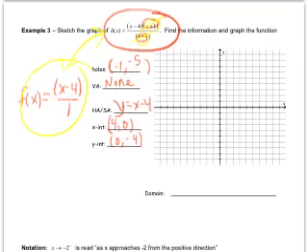And so what I'd like to do is show you why in a little bit more conclusive way. I'm going to start with my slant asymptote. So x minus 4, -4, 1, 2, 3, 4 is my y-intercept. I'm going to go up 1 over 1.